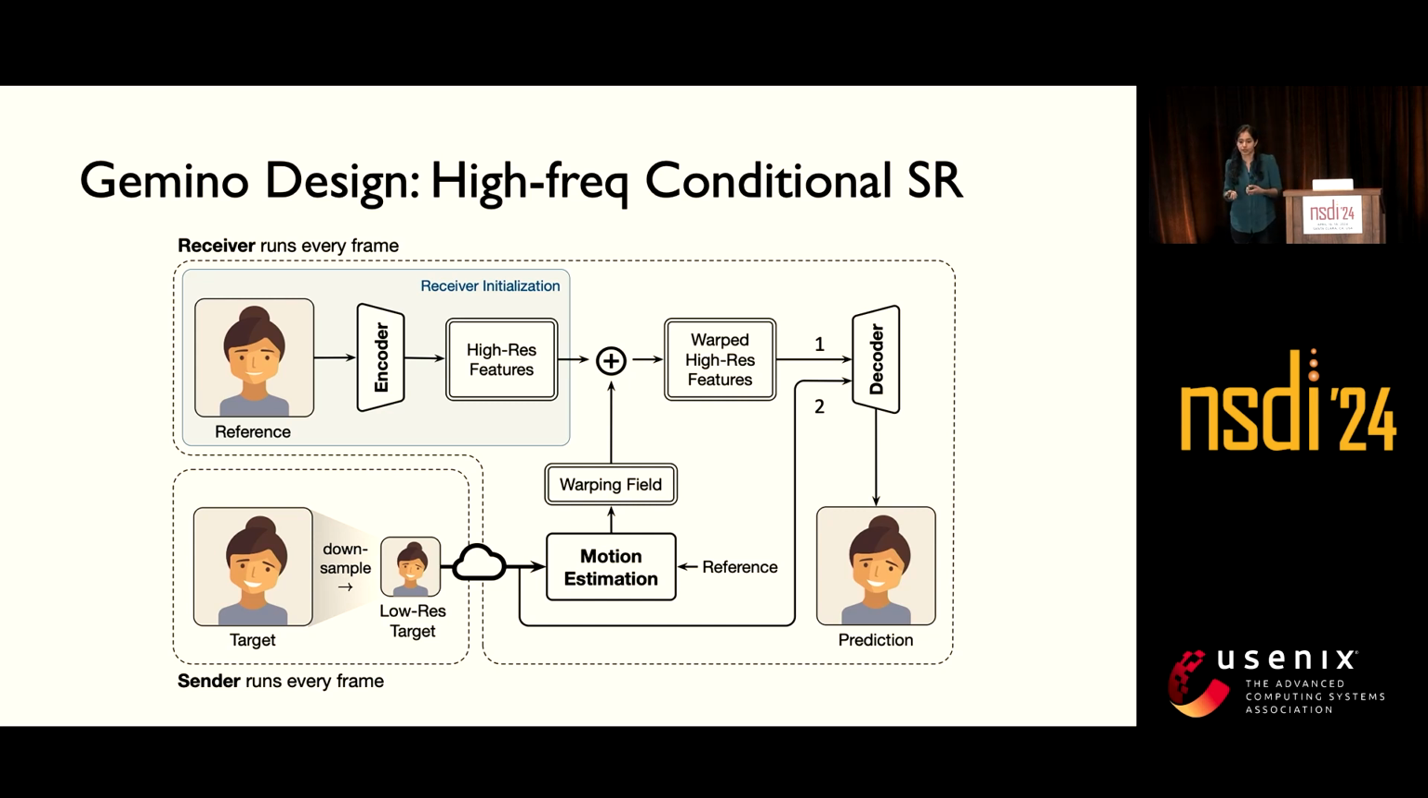One is the super-resolution pathway coming from features directly from the low-resolution target. But this is conditioned or aided by information coming from the other pathway that is provided by the high-resolution reference and warped to the target pose. So we call this design high-frequency conditional super resolution because it's super resolution conditioned on this high-frequency information from the reference frame.